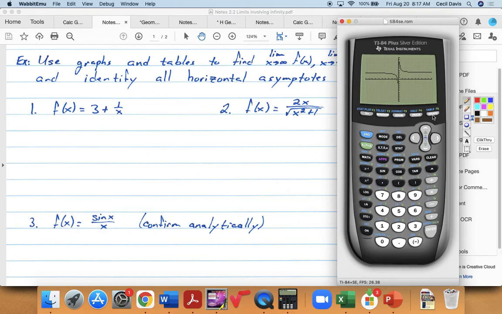Just change it to decimals. So right down here, yeah. You had it on auto, which is usually fine. Oh, much better. You're welcome.